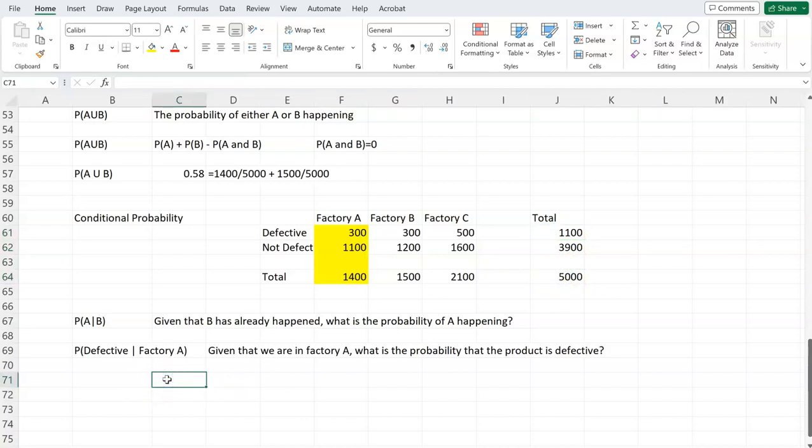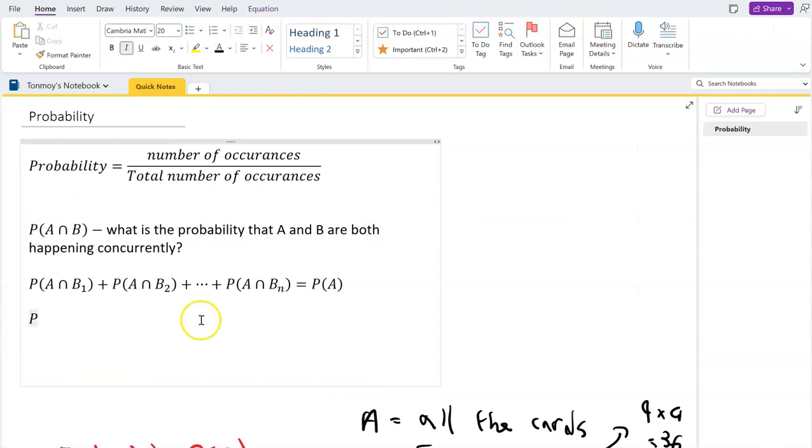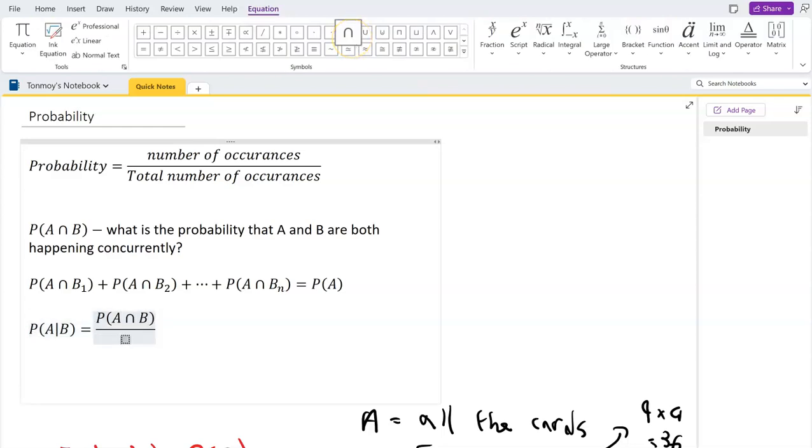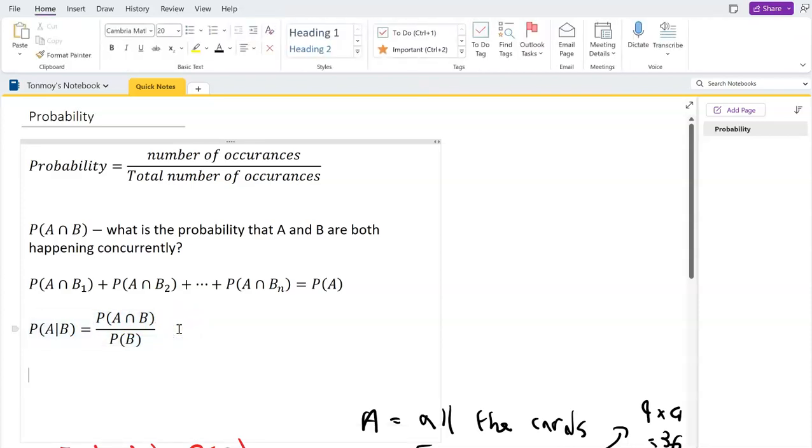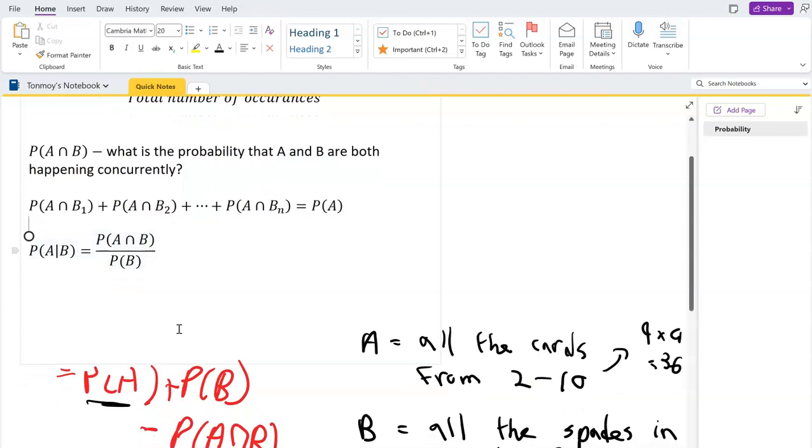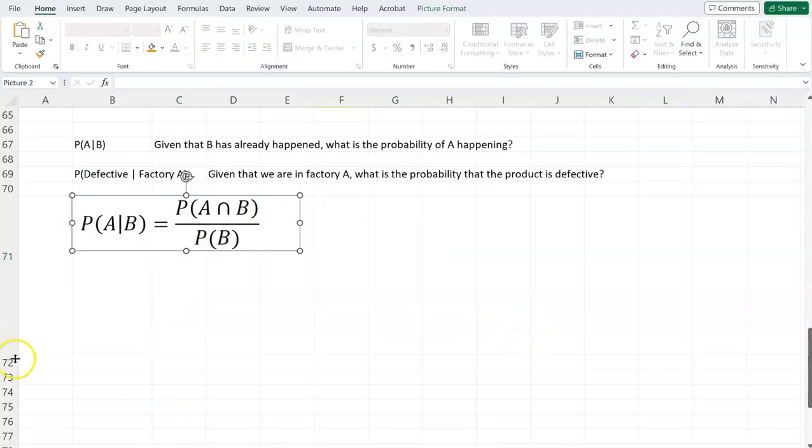Or in other words, the formula for probability of A given B equals probability of A and B divided by the probability of B. If I plug in all the information that I have, we were looking at the probability that, given that we are already in factory A, we have defective items. So let me just copy this over. Our formula is this, and let us work with that.